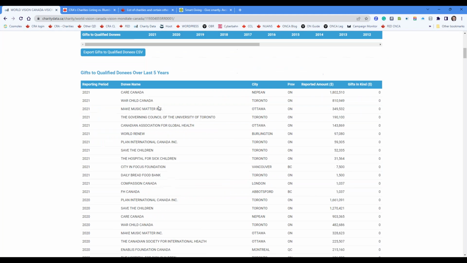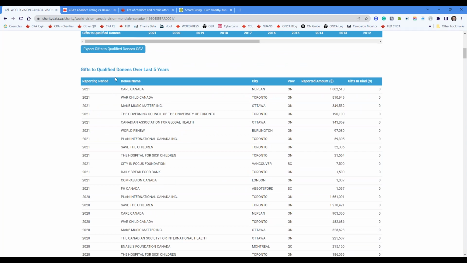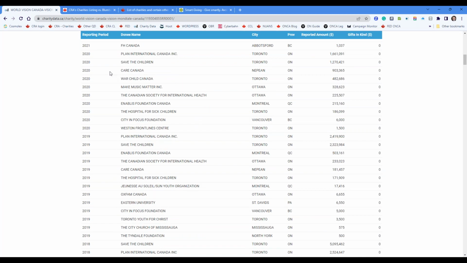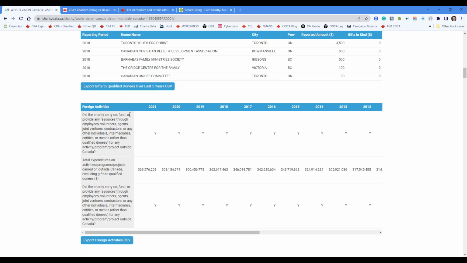Did they give money? Yes, they did. They gave a certain amount. Who did they give to? And then here we have the last sort of 5 years with some of the largest of the donations that were made in the last 5 years.